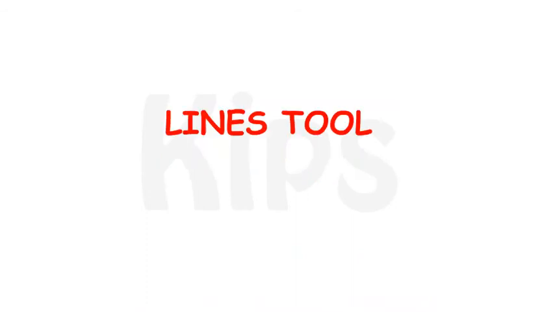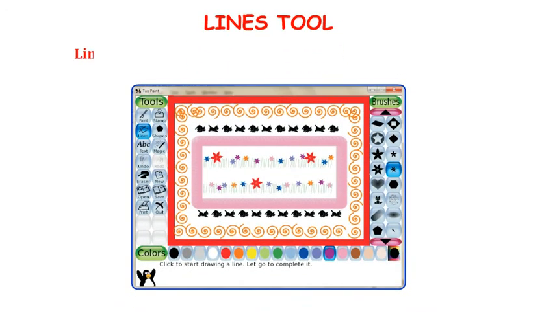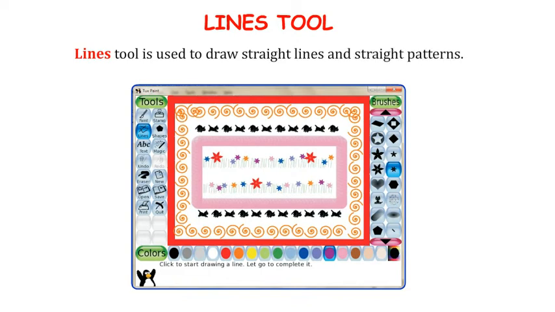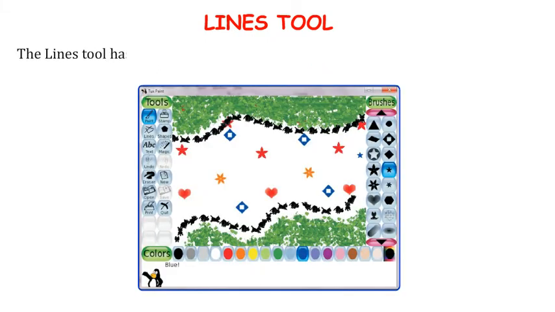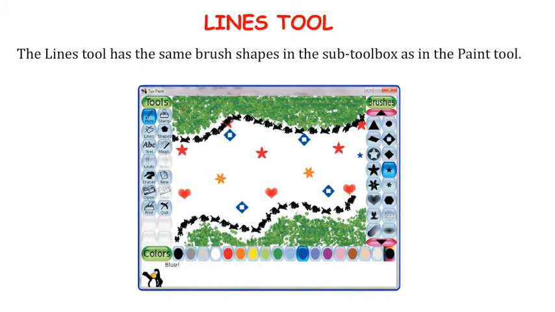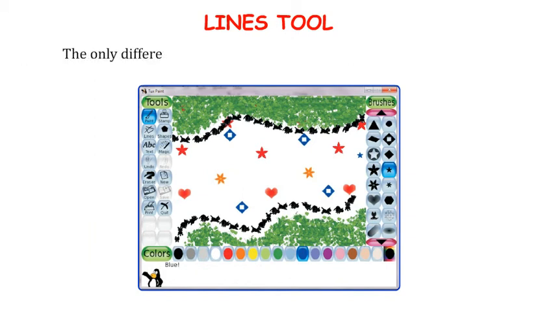Okay, let me now tell you about the Lines tool. The Lines tool is used to draw straight lines and straight patterns. It works quite similar to the Paint tool. The Lines tool has the same brush shapes in the SUB-TOOLBOX as in the Paint tool. The only difference between the Paint tool and the Lines tool is the order in which the drawing is displayed.